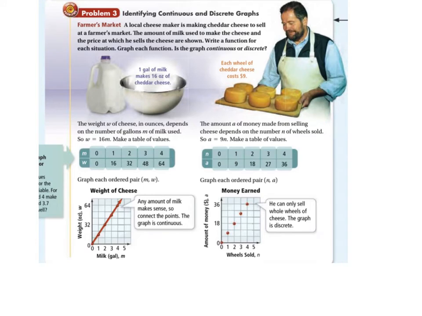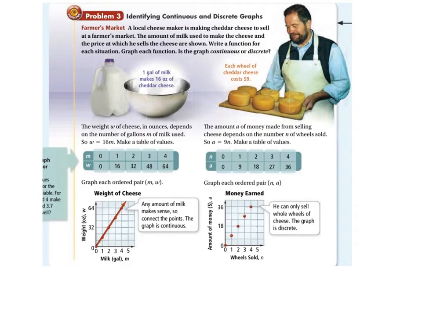Okay, so here we have that discussion we had yesterday regarding continuous and discrete. Continuous is when a graph is able to be a line. Discrete is when it has to be dots because it doesn't make sense otherwise. So here we have this first function, W equals 16M, where W is the weight of the cheese, that's the output, and M is the gallons of milk put in, and how much the weight of the cheese that comes out. So put in 0, you're going to get 0. 1, you get 16, 2, 32.